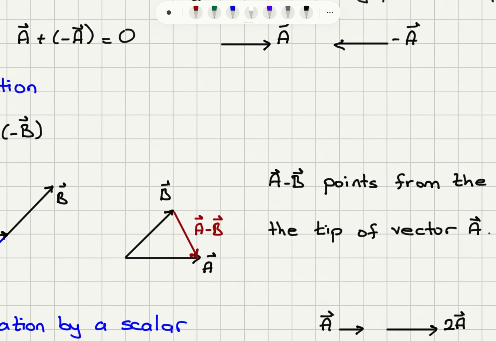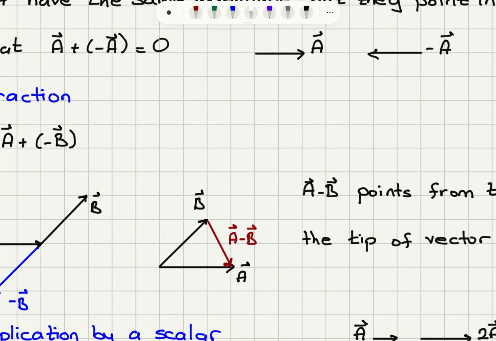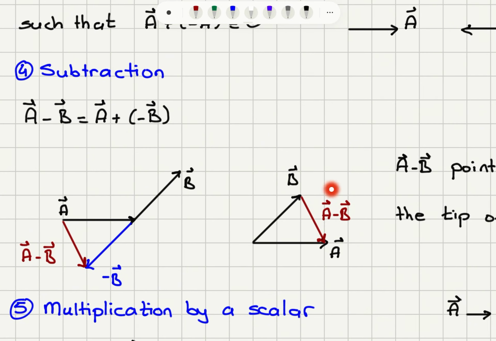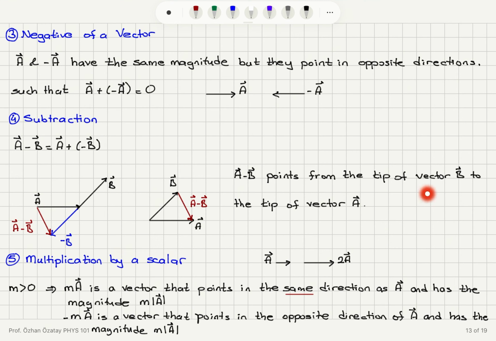Well, there's an alternative method. So if you plot these vectors such that they originate from the same point, so this is vector A, this is vector B, the vector A minus B points from the tip of vector B to the tip of vector A. So that's an alternative method to figure out what vector A minus vector B is. Alternative method is this.